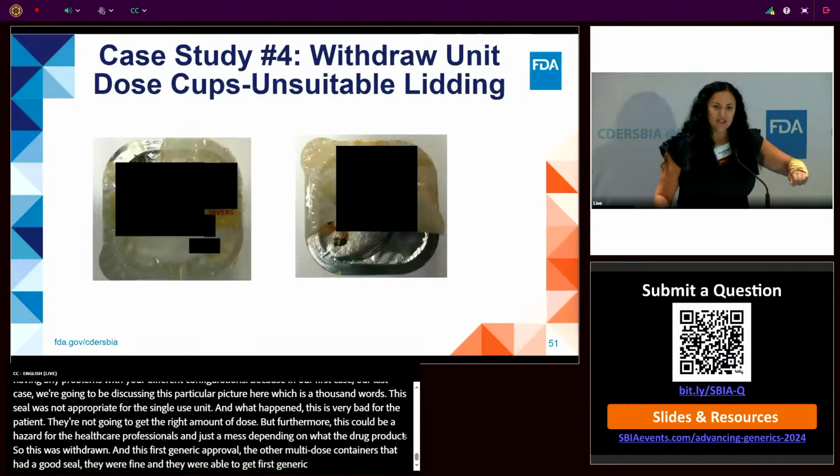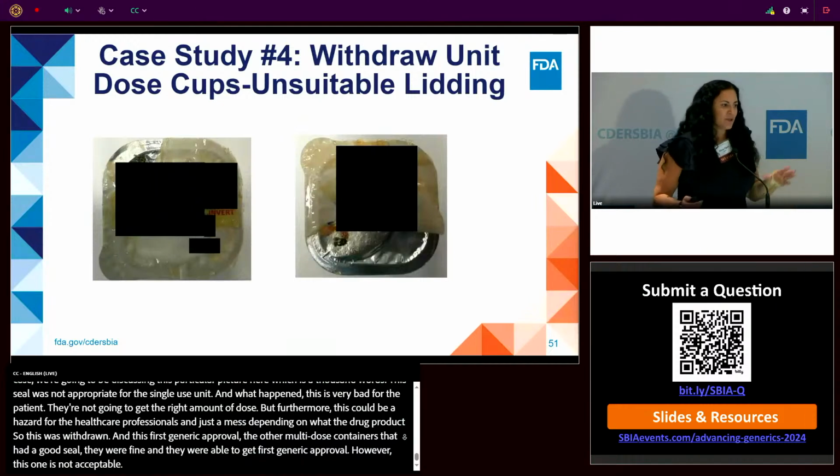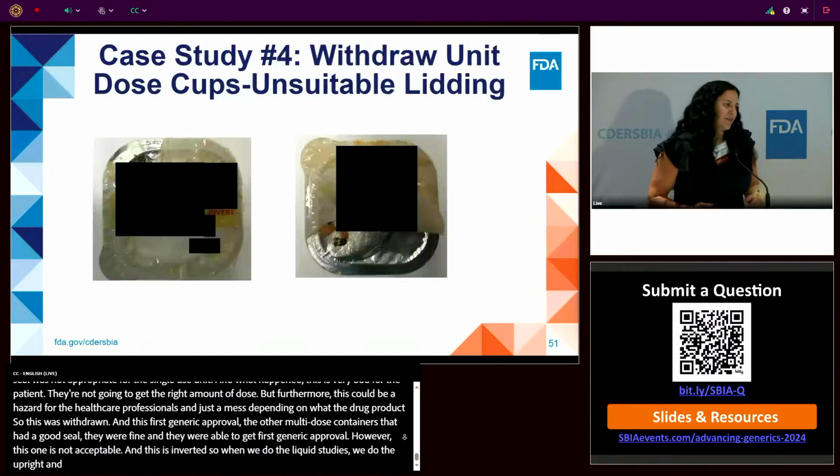And this is inverted, so when we do these liquid studies, we do the upright, and then we do the worst case. So it could be horizontal, or it could be inverted. In this particular case, with the single unit dose, it was inverted.